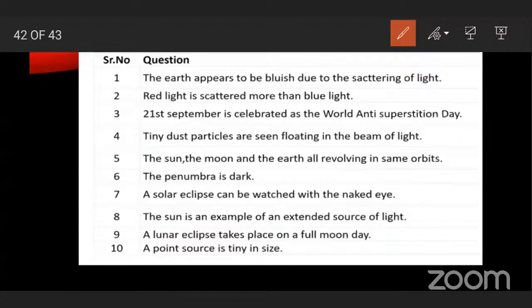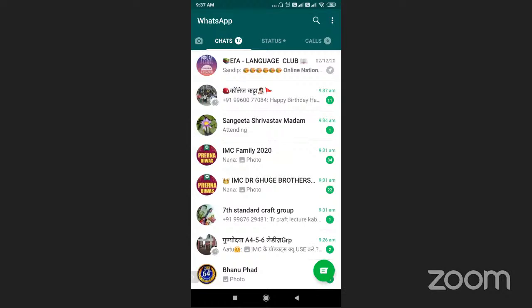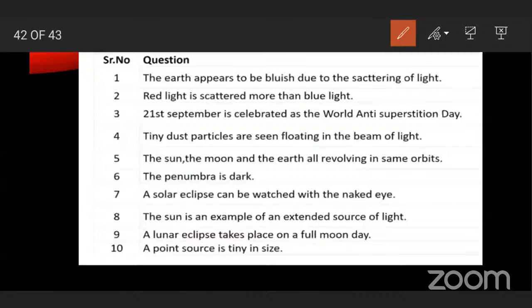False. Why false? Because bluish is water, na? But in the last session, we learned that blue color is scattered more, and that's why we can see the blue sky, bluish earth. Most part of earth is surrounded by water, so it is also blue in color. But the sky also appears bluish in the daytime because blue color is scattered more in the surrounding. So it is a true sentence.